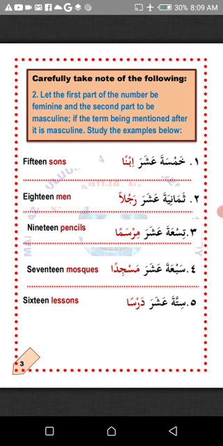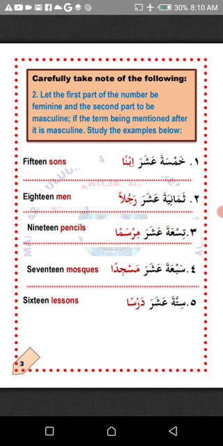So let's try to illustrate using the following examples. Wahid, number 1. Khamsata ashara ibnan. Khamsata ashara ibnan. 15 sons. Not khamsa ashrata, not khamsa, rather khamsata, because what we are counting is masculine, is mudhakkar. That is why. And the second part will be ashara, not asharata, not ashrata, rather ashara, because what is being counted is masculine, is mudhakkar. I hope you understand. So the same principle is applicable to the rest of the numbers.